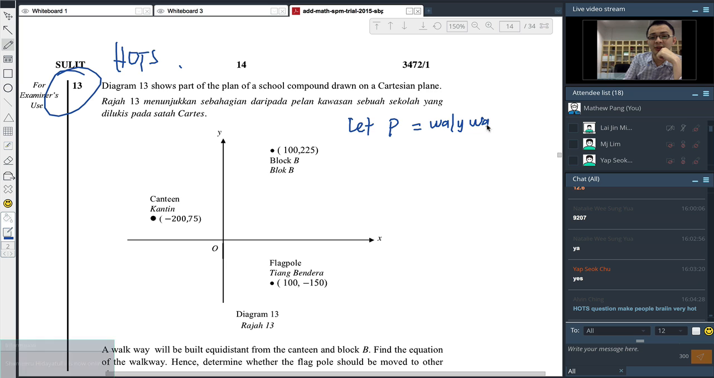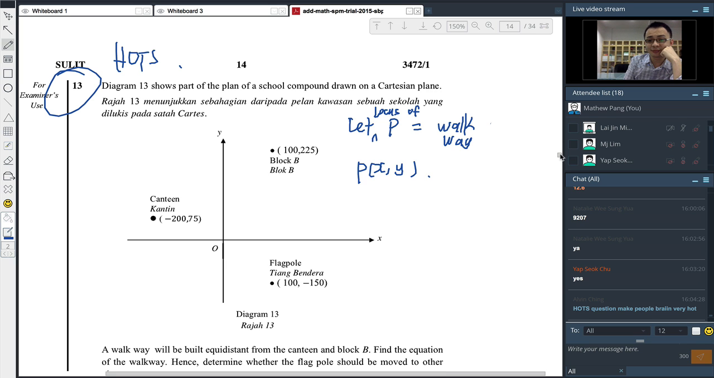But I would say, what am I writing? Walk and y. Okay, so I would say let the locus of P... It's not actually P equals to the walkway. At the same time I know P actually equals to (x, y), and I know this is a locus question.